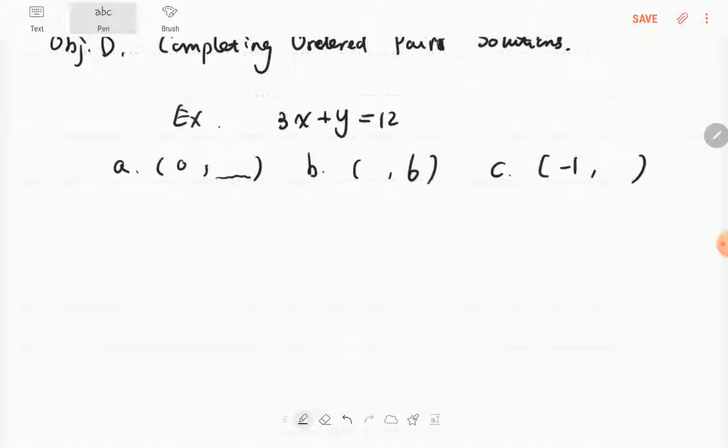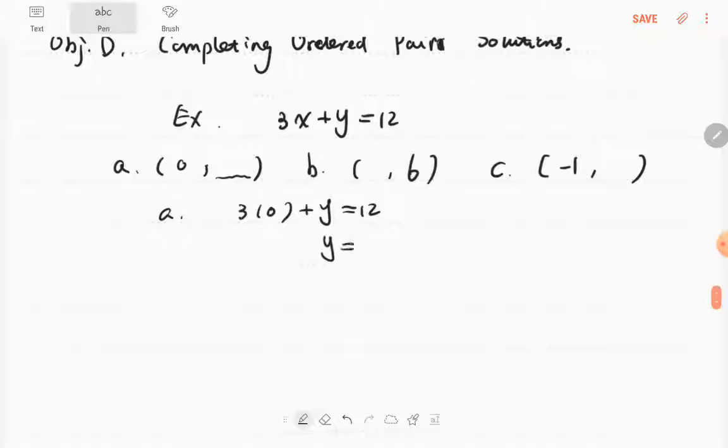So here, for part A, how can we find the second value? We just use this first value, 0, to replace x. So we know the first value is x. So we use this 0 to replace x. Then we have 3 times 0 will be 0.